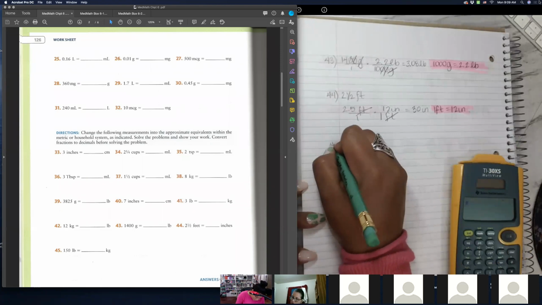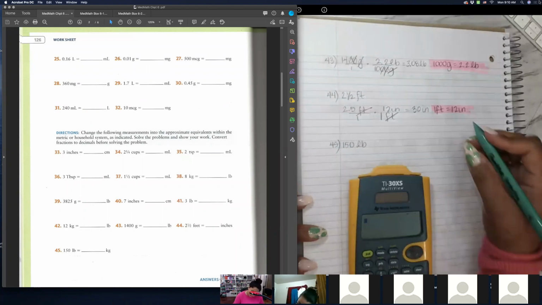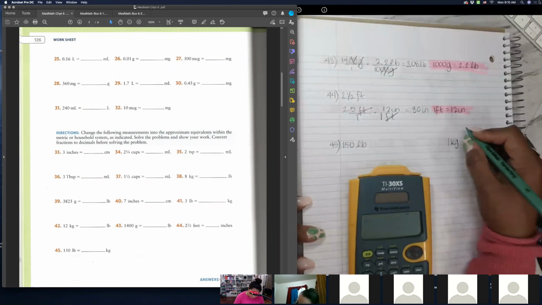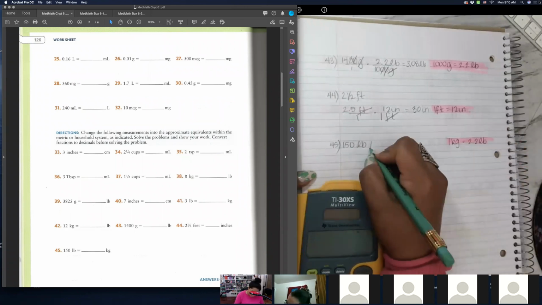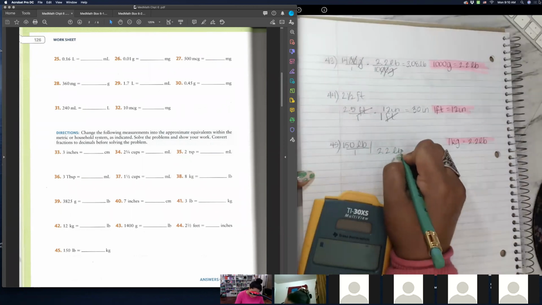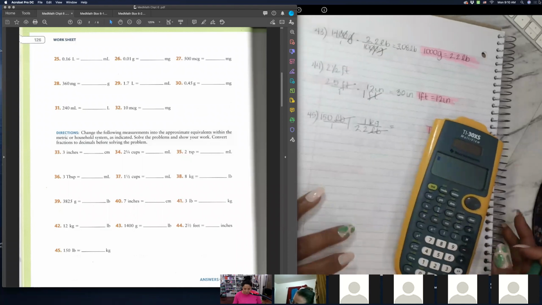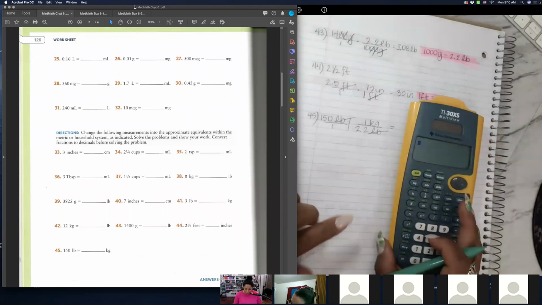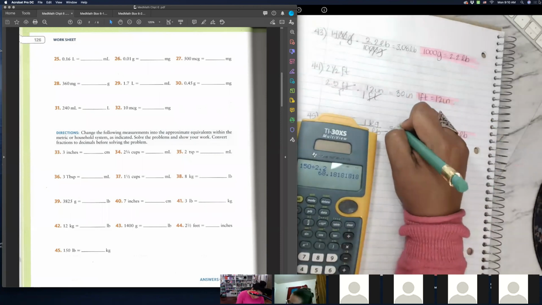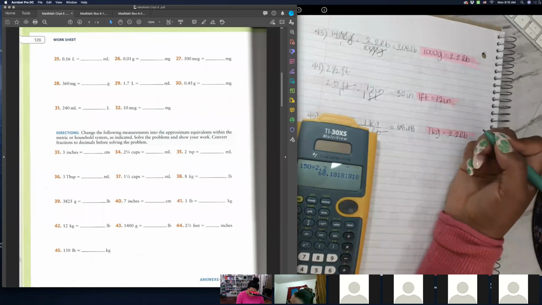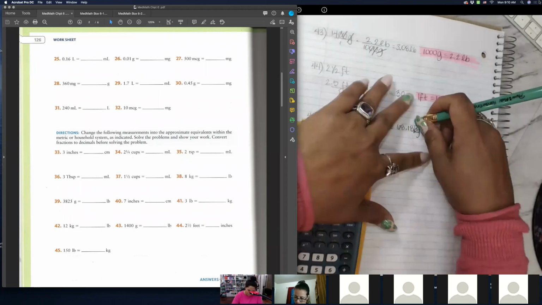Okay, 45. We're converting 150 pounds to kilograms. Again, 1 kilogram equals 2.2 pounds. One, 2.2 pounds to 1 kilogram. Our unit of pounds will cancel. And then I'm just going to take 150 divided by 2.2. 150 divided by 2.2, that equals 68, and I'm just going to keep 2 decimal places for right now. 68.18 kilograms. That's messy.